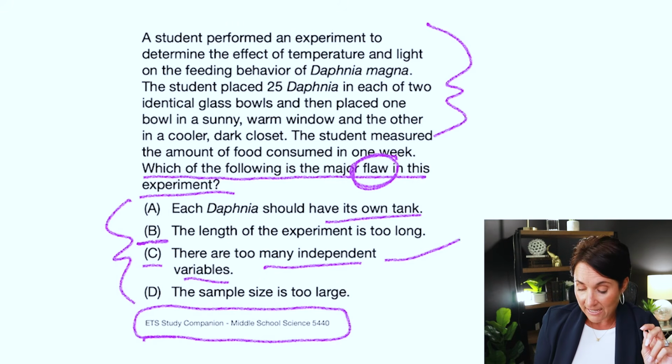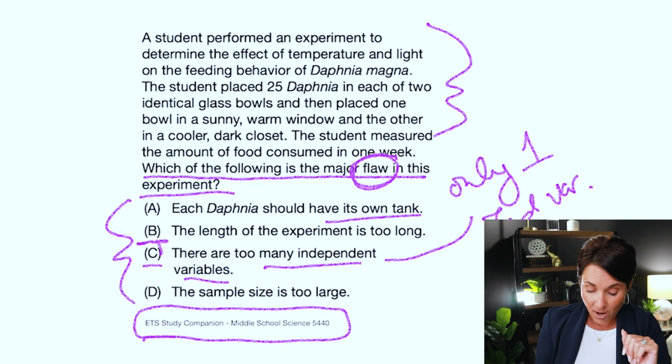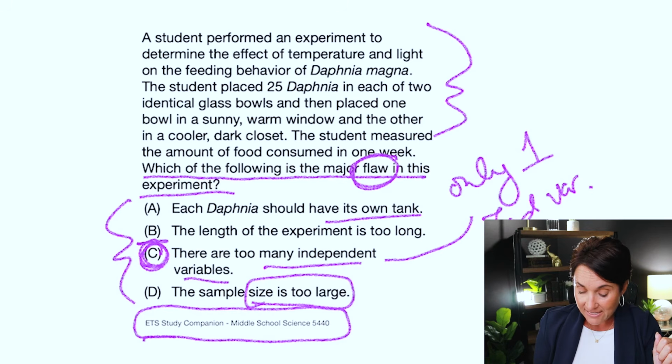Well, I know that in a scientific experiment, there can only be one independent variable. Only one. So C looks like it's probably going to be the flaw, but let's take a look at D. The sample size is too large. Oh no. Sample sizes can never be too large. The bigger the sample size, the better. The more data you collect from more people, the better your data is.